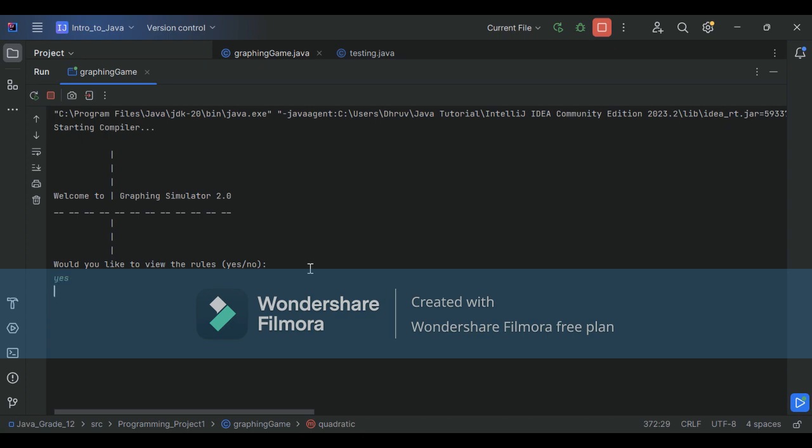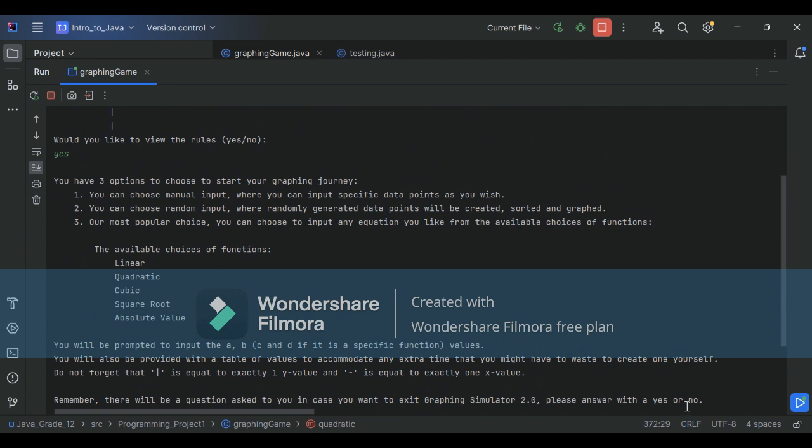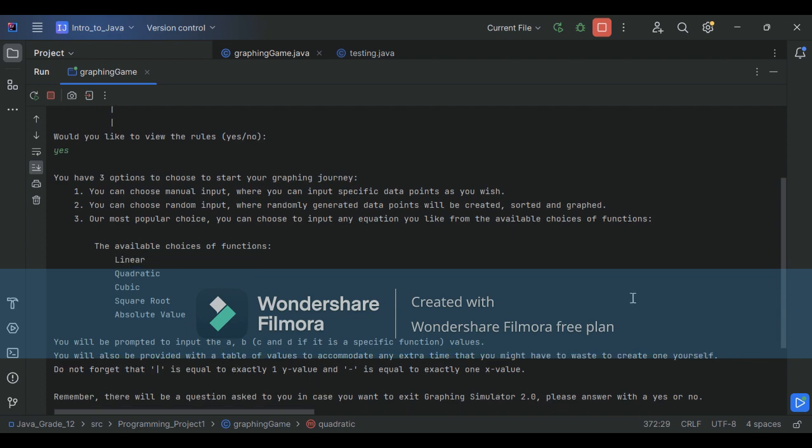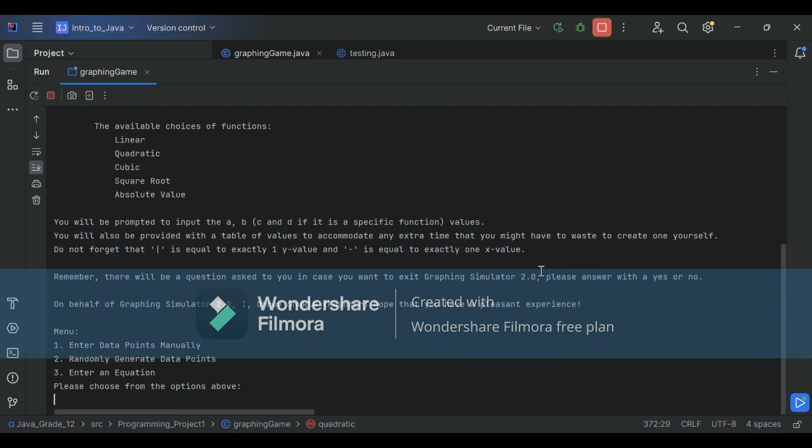So let's say yes. And here we have a lot of rules, but if you read them correctly, then even a newcomer will have no problem on Graphing Simulator 2.0. So, onto the menu, we have three options, which is very neat and tidy. And for this purpose, we're testing what we exactly did with Desmos, which is graphing a square root function and seeing how hard it is.